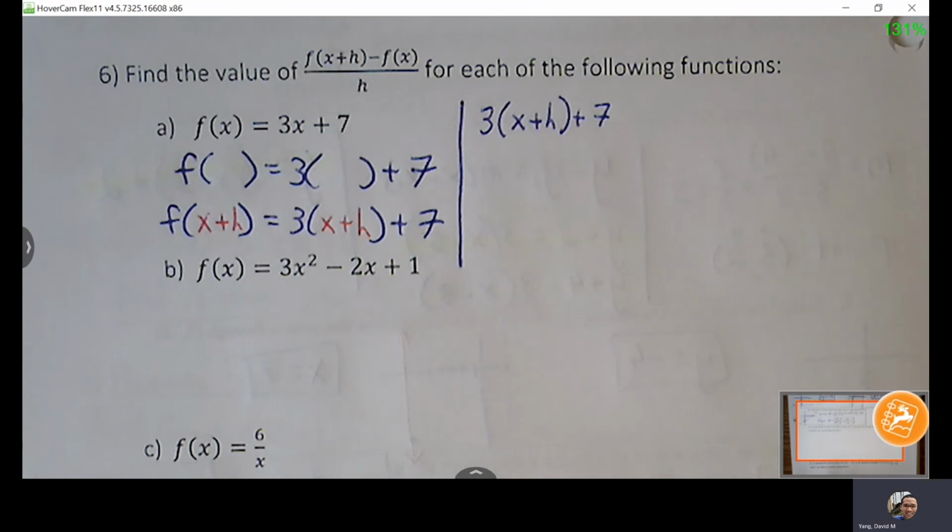Now, let me ask you this. What do we have to be careful about with the f of x? Yeah, distribute the negative. So what I like to do is always protect your f of x with a set of parentheses so that you can remember to distribute the negative through.